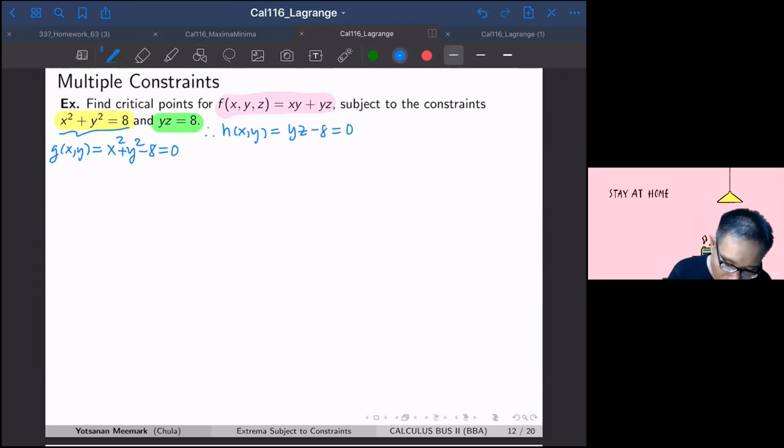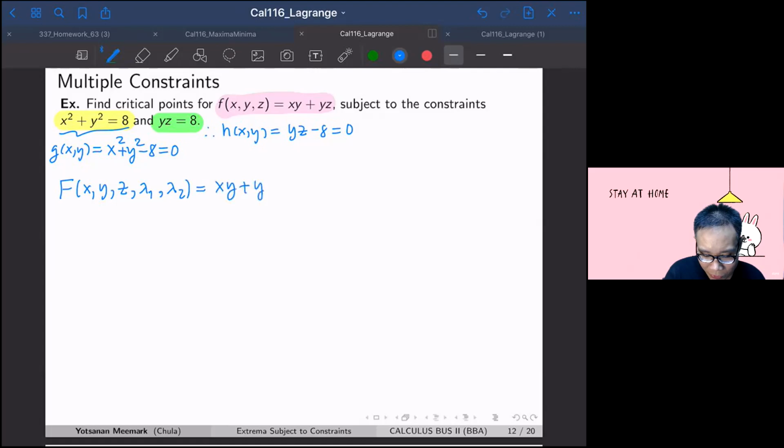Okay, so we're gonna be able to use the method of Lagrange multiplier again. However, the variables turn out to be more. So in this case, it's gonna be x, y, z, and you're gonna have lambda 1 and lambda 2. A little bit complicated. Okay, so it's gonna be 5 variables, and you're gonna just use the same idea.